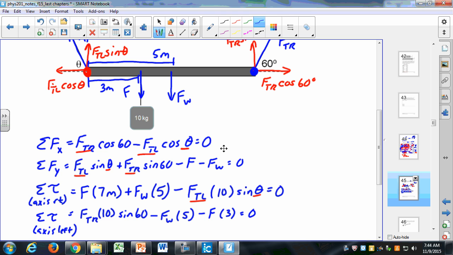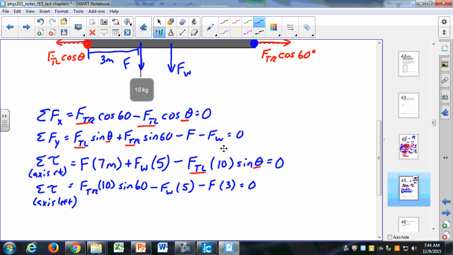This is a really nice equation. Why is this nice? It only has one unknown. In fact, if I had my wits about me, I would have just done this one first, because if I choose this one as my axis of rotation, it gets rid of not only the tension FTL, but also the force at angle theta. So both of those unknown variables are left out of this equation. So now I can solve this equation for FTR.